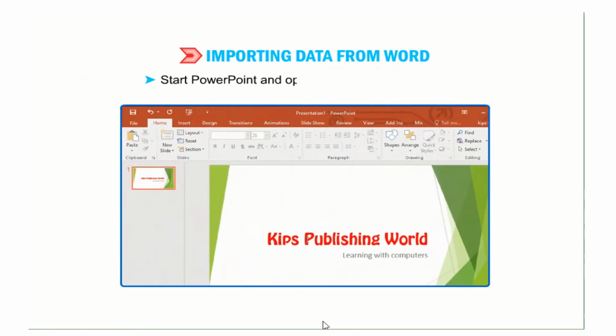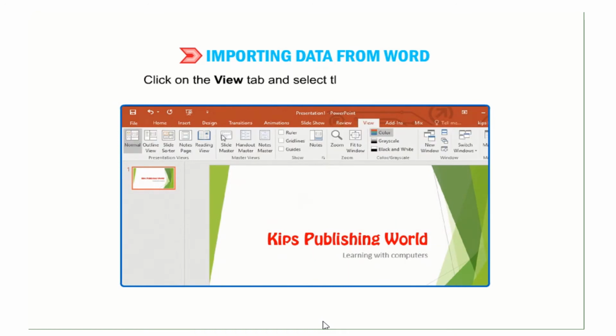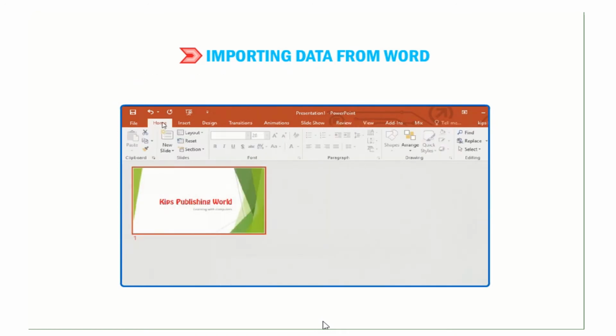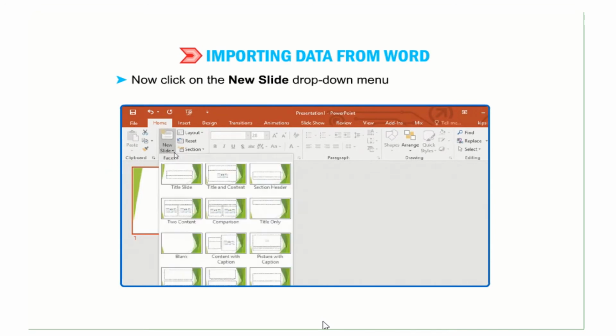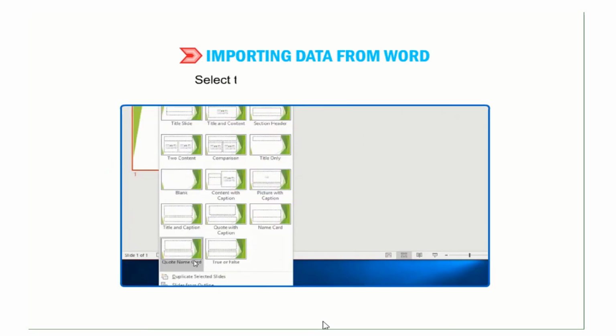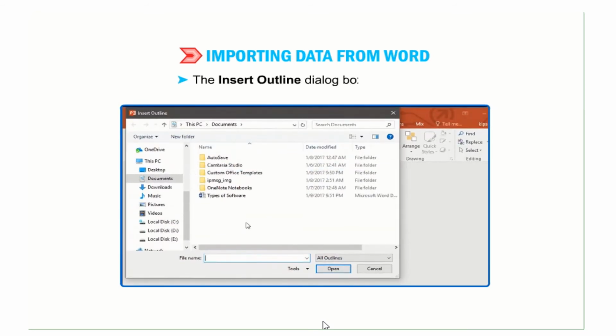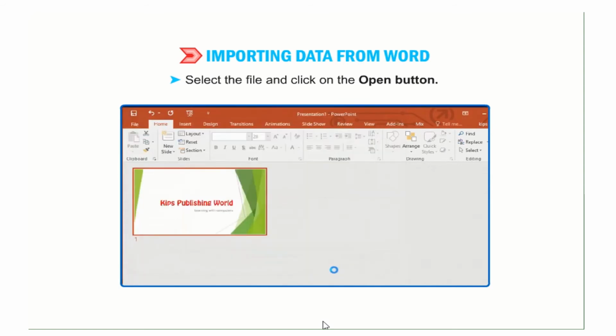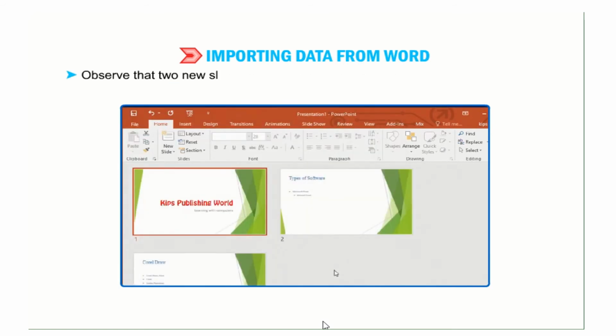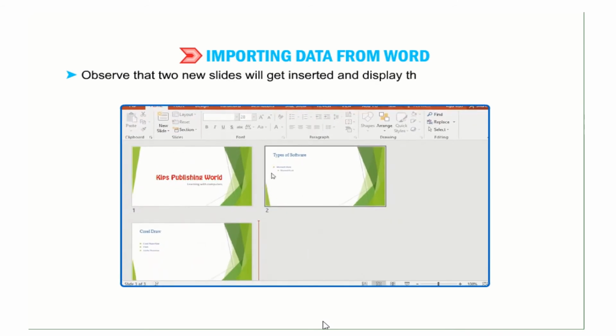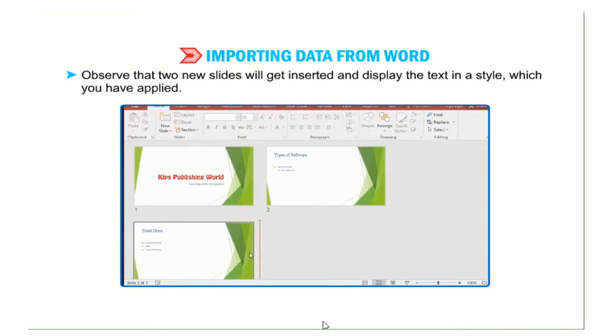Start PowerPoint and open any existing presentation. Click on the View tab and select the Slide Sorter button. Now click on the New Slide drop-down menu on the Home tab. Select the Slides from Outline option. The Insert Outline dialog box will appear. Browse the location of the Word file, Types of Software. Select the file and click on the Open button. Observe that two new slides will get inserted and display the text in the style which you have applied.